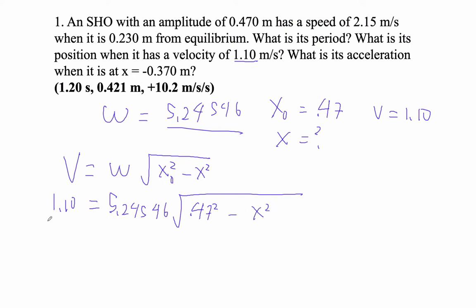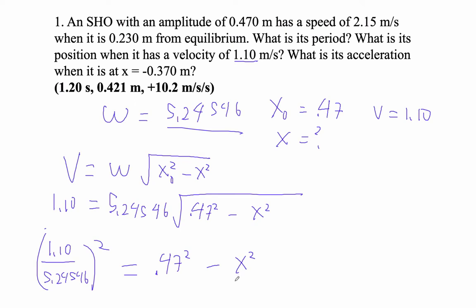The kids have a hard time with this, so let's math this carefully. The next step is 1.10 over 5.24546, and then you want to square that, and that's going to equal 0.47 squared minus x squared. So I did two steps at once. I divided, then I squared both sides to get rid of the radical. You always want to get rid of the radical.